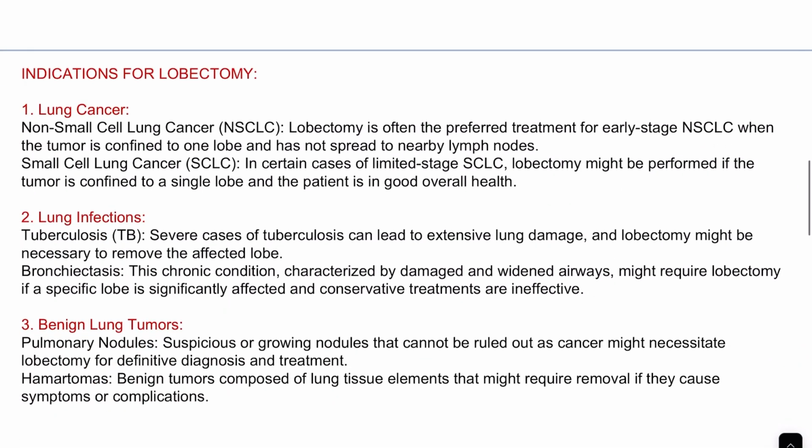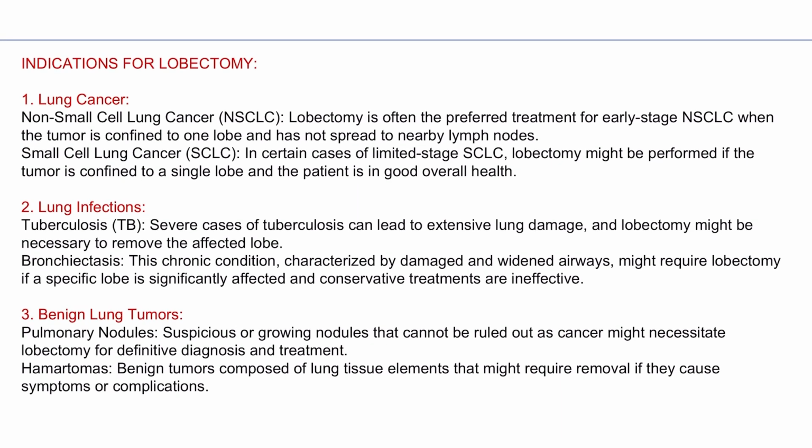So what are the indications for lobectomy? Lung cancer, non-small cell lung cancer. Lobectomy is often the preferred treatment for early stage non-small cell lung carcinoma when the tumor is confined to one lobe and has not spread to nearby lymph nodes. Small cell lung cancer: in certain cases of limited stage small cell lung cancer, lobectomy might be performed if the tumor is confined to a single lobe and the patient is in good health. But normally small cell lung cancers have already metastasized when they present.